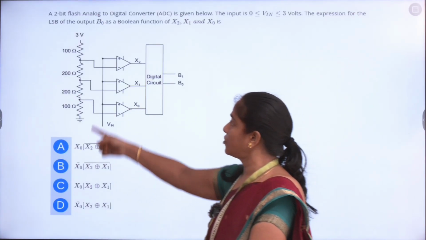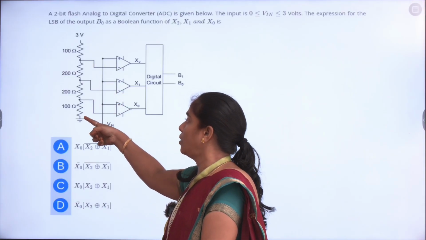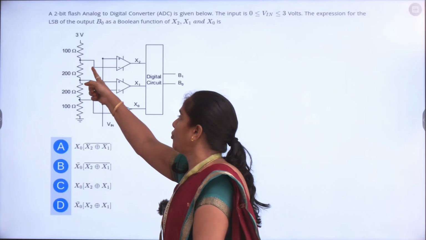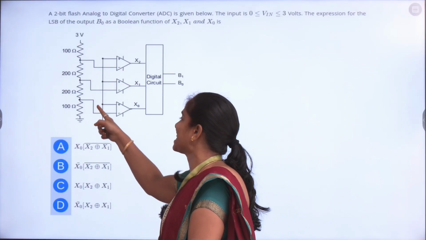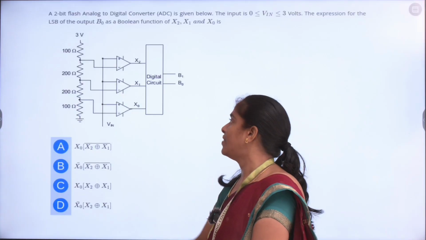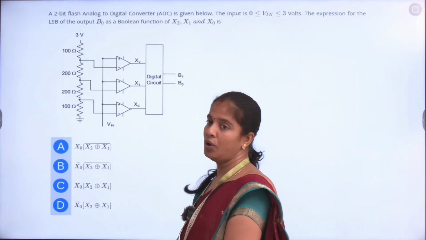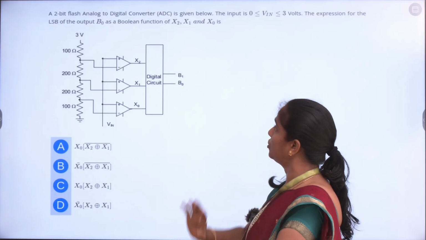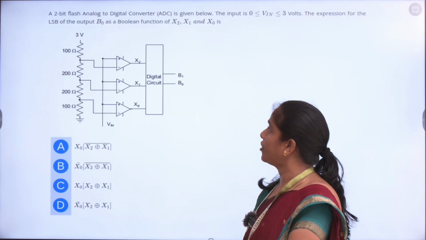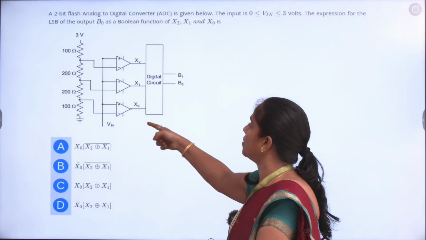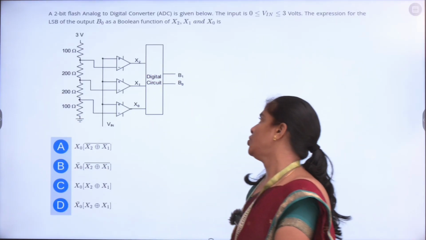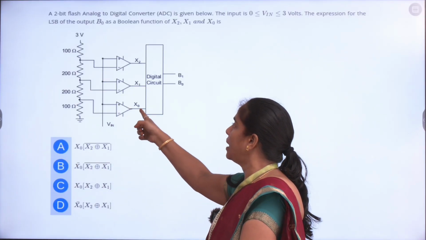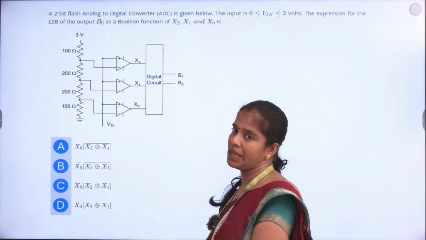Here the total voltage of 3 volts is divided along the voltage divider resistance network, and thereby we are going to get different voltage values at the second terminal of the comparators, whereas the first terminal is connected to the input voltage V, which is varying from 0 to 3 volts. The question here is to find the expression for B0 in terms of X0, X1 and X2. This digital circuit is nothing but an encoder which converts the binary digits X0, X1, X2 into B0 and B1.